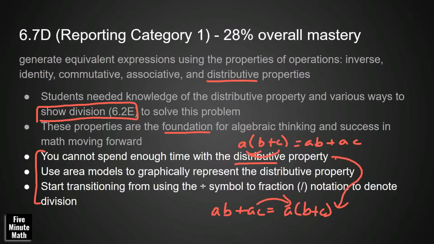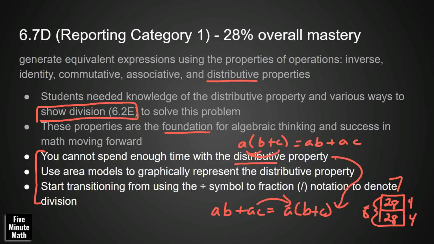We can use the area models to graphically represent the distributive property, right? If we wanted to show something like 8 times 7, right? We could do something like this, and we can just make it 4 and 4, and we can show that 8 times 7 is the same as 4 times 7 plus 4 times 7, right? 28. 28 makes your 56.